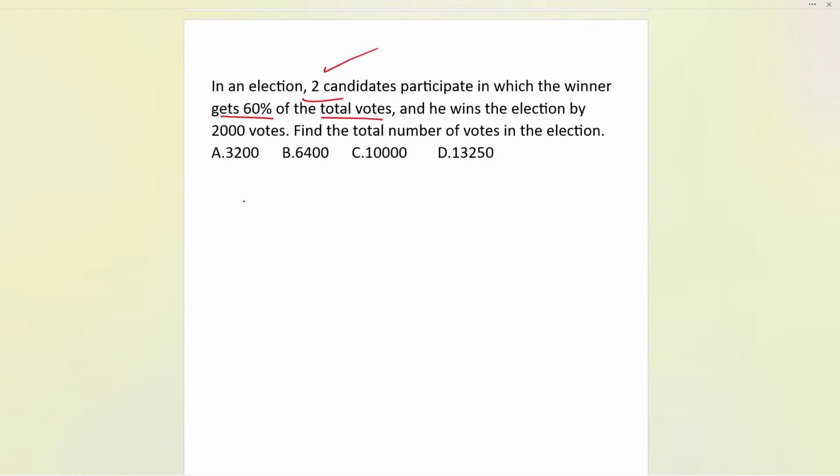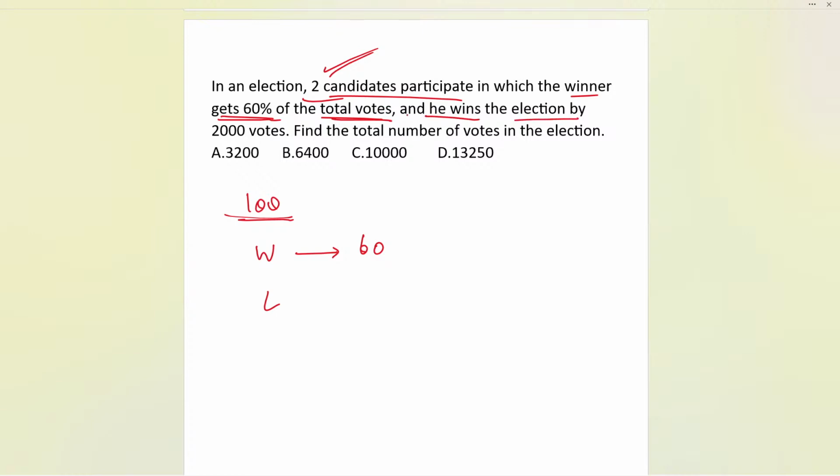So can I take a random number like 100? Let us take it over here, so that the calculation will be easier. Now, if 100 is the total votes, the winner and loser will be there. Two candidates. The winner gets 60% of the total votes. So the winner gets 60. 60% of 100 is 60 only.